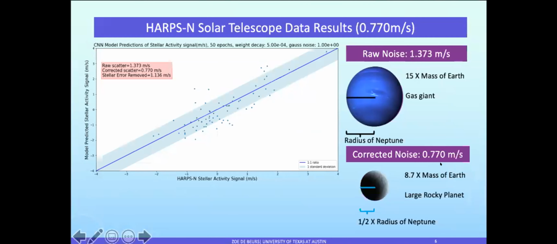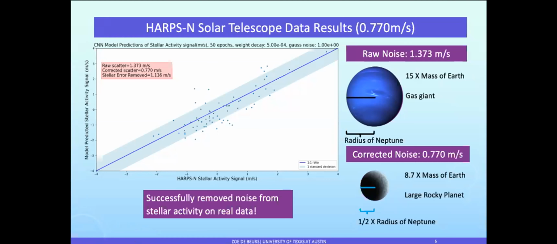To give you kind of an intuitive sense of what that would actually mean for observers, this would mean that you would be able to go from detecting a gas giant that is about roughly 15 times as massive as the Earth, to being sensitive to a large rocky planet that is roughly 8.7 times the mass of the Earth. So this is paving the way to detecting smaller and smaller planets, even though we still have a long way to go to reaching 1 Earth mass. But overall, we see that we've successfully removed noise from stellar activity on real data.